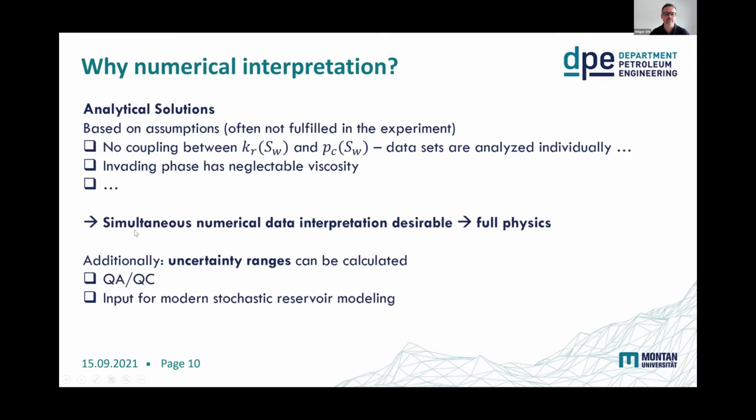So what we want is simultaneous numerical data interpretation, including the full physics. An additional benefit is that we get, if we do it in the right way, uncertainty ranges that we can play with, so to say. And this is, of course, really of importance for us for QA/QC. Basically, SCAL is always about quality, and we get uncertainty ranges. With the uncertainty ranges, we get input for stochastic reservoir modeling. And all modern reservoir modeling goes not into just one representation, but into a stochastic type of approach.